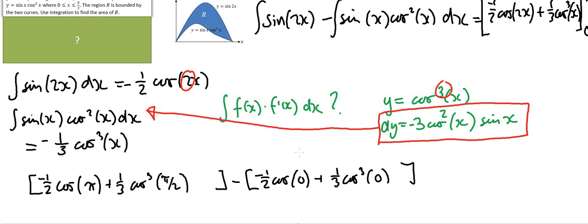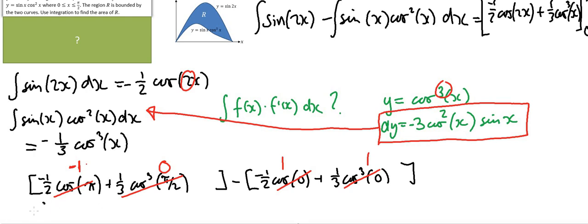So what does that give us? 1/3 cos cubed of pi over 2, well, that's just 0. Cos pi is minus 1. Cos of 0 is 1. So now we can start to do this.